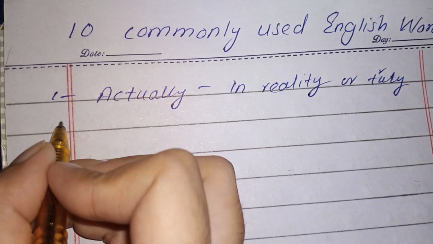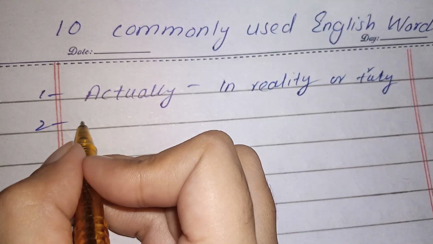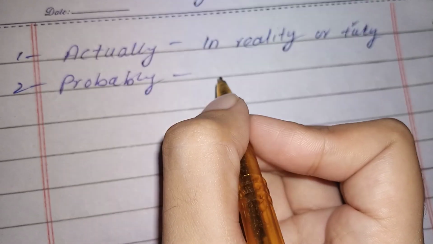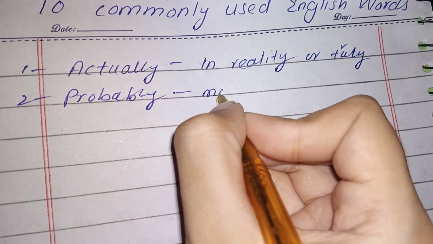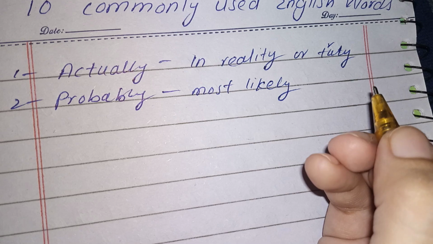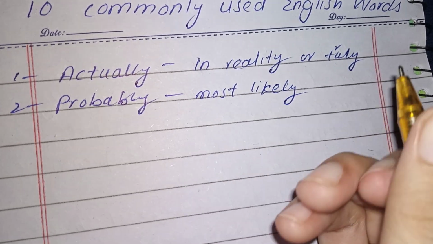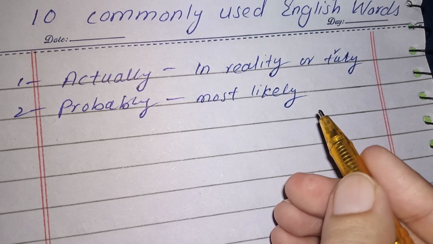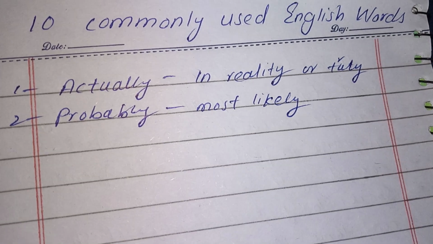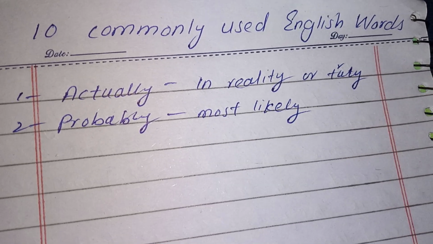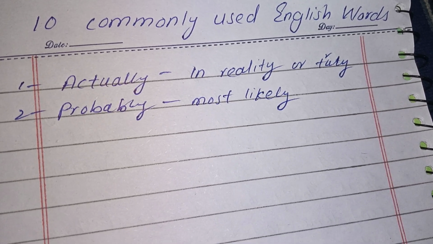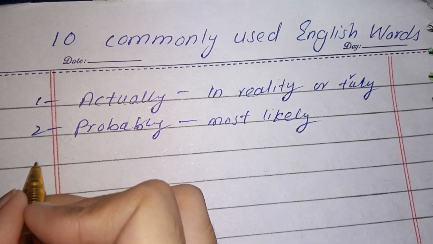So our second word is probably. Probably means most likely. When you're guessing that maybe this will happen, this could happen: probably she would win the match, or probably I would go to my cousin's house. This can be the sentence.